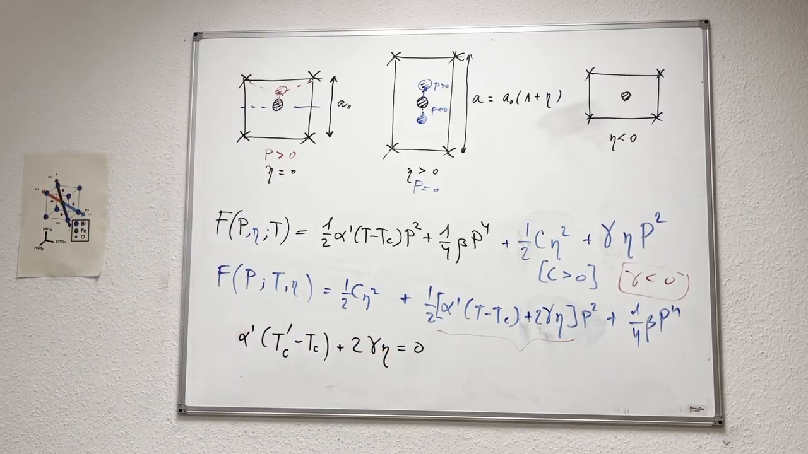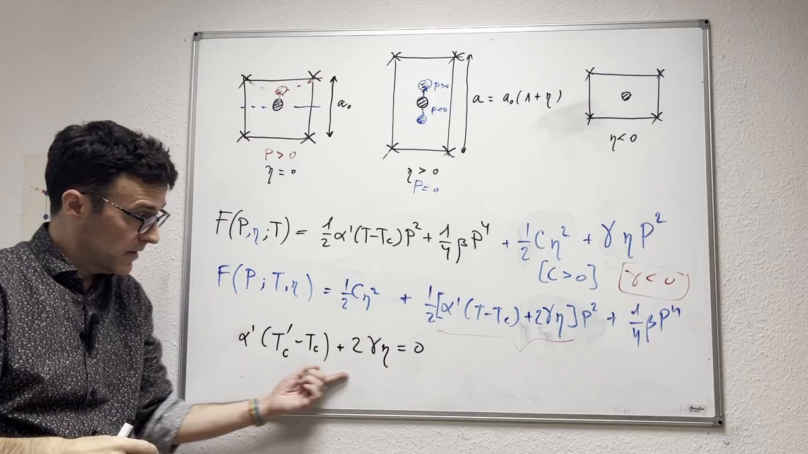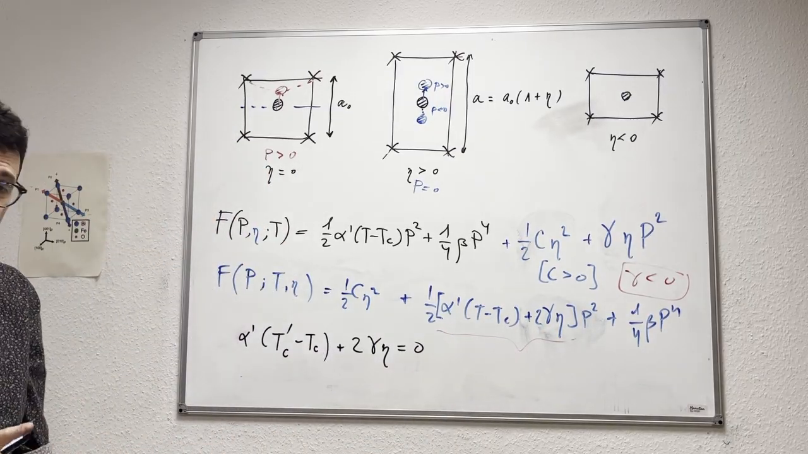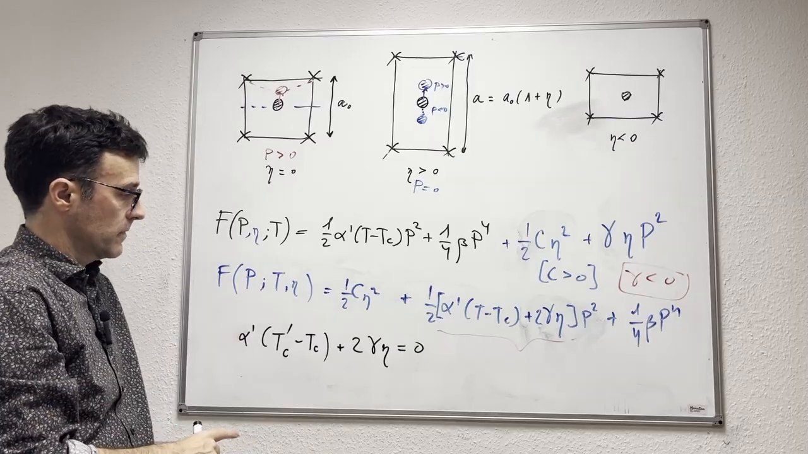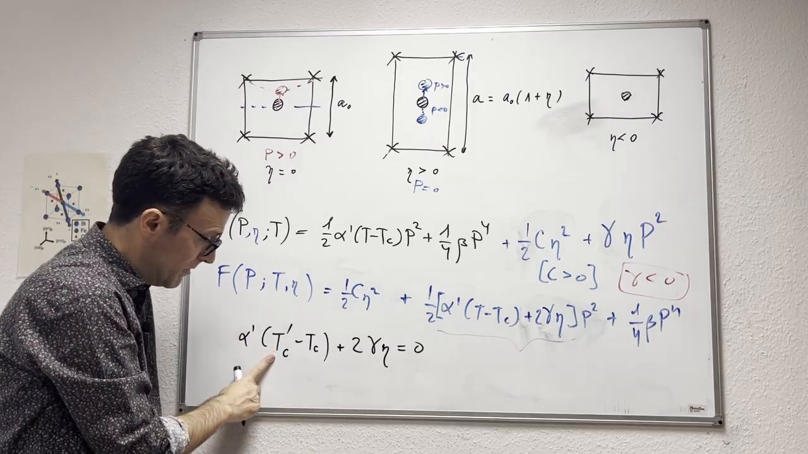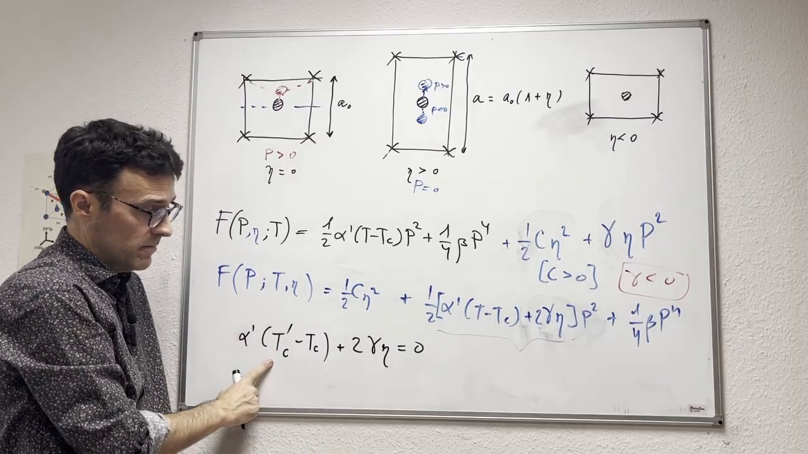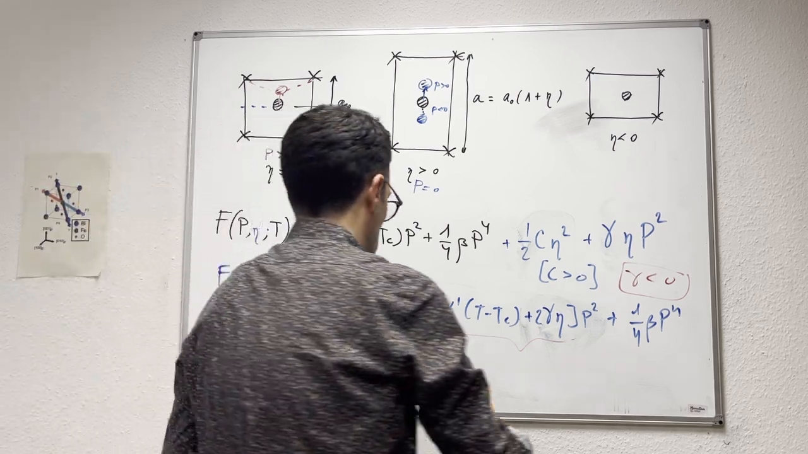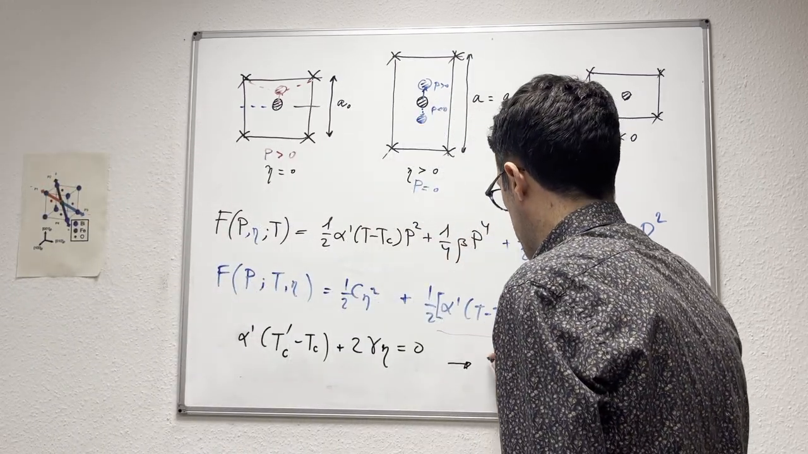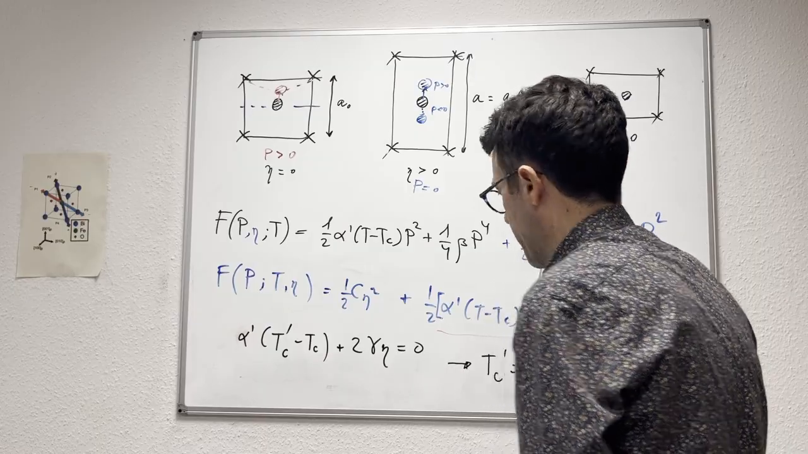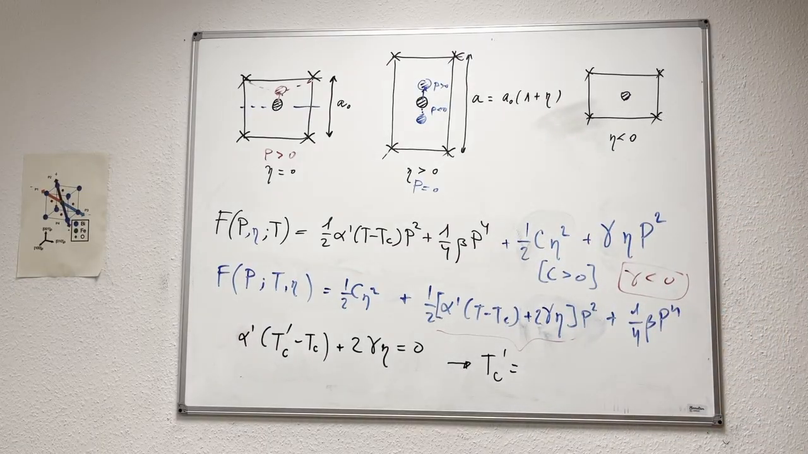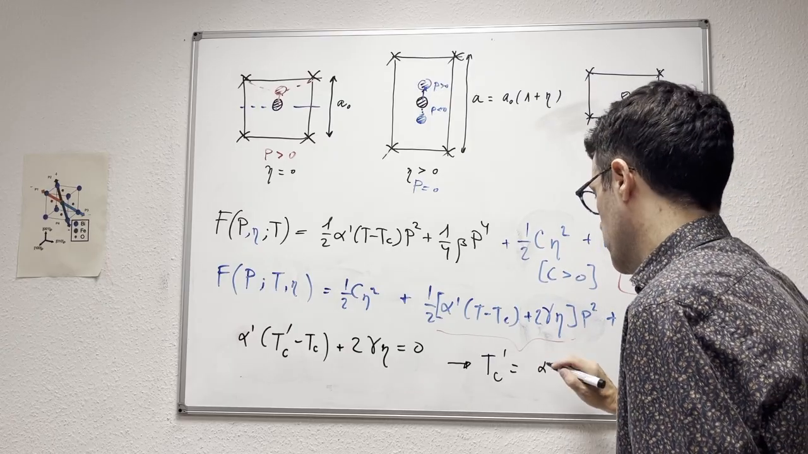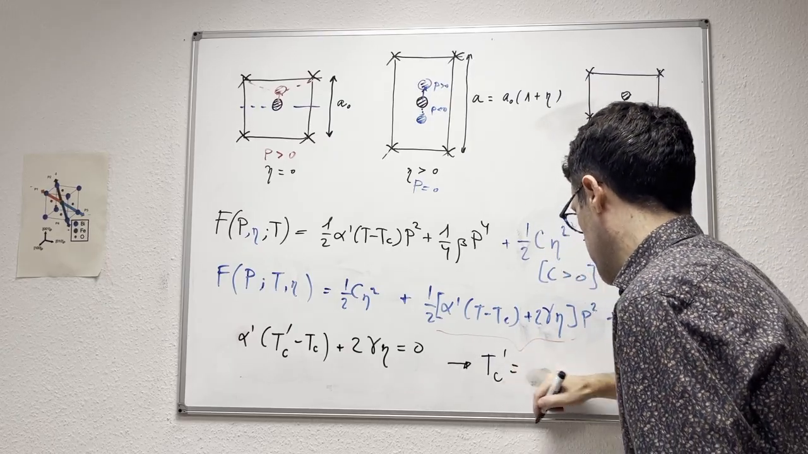So when this expression in the square brackets is 0, that corresponds to the strain. No, sorry. This is the temperature for a given strain. Okay. When I have a strain, this is the new transition temperature. Okay. And what is this Tc prime? This Tc prime is alpha prime. No, is Tc.